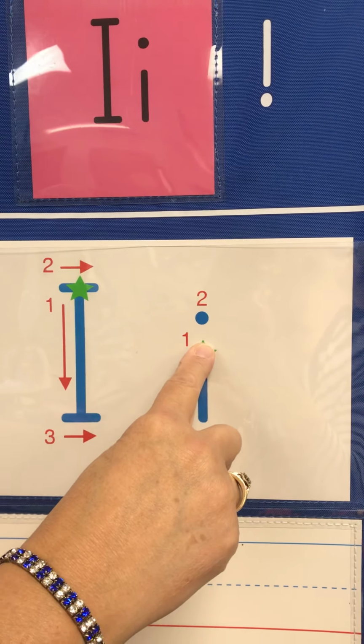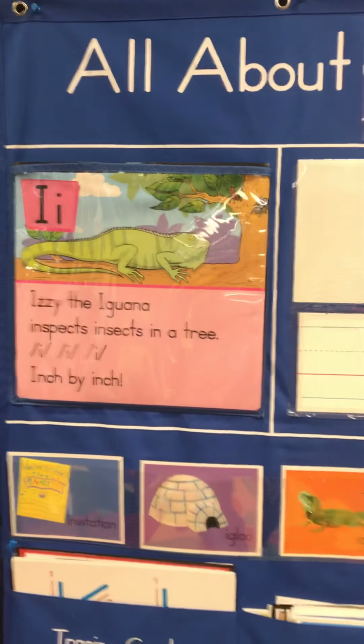Let's read about this iguana. Her name is Izzy. Izzy the iguana inspects insects in a tree. Inspects means she looks closely at them. Say the sound. I. Inch by inch. Would you like to have an iguana? I would not.